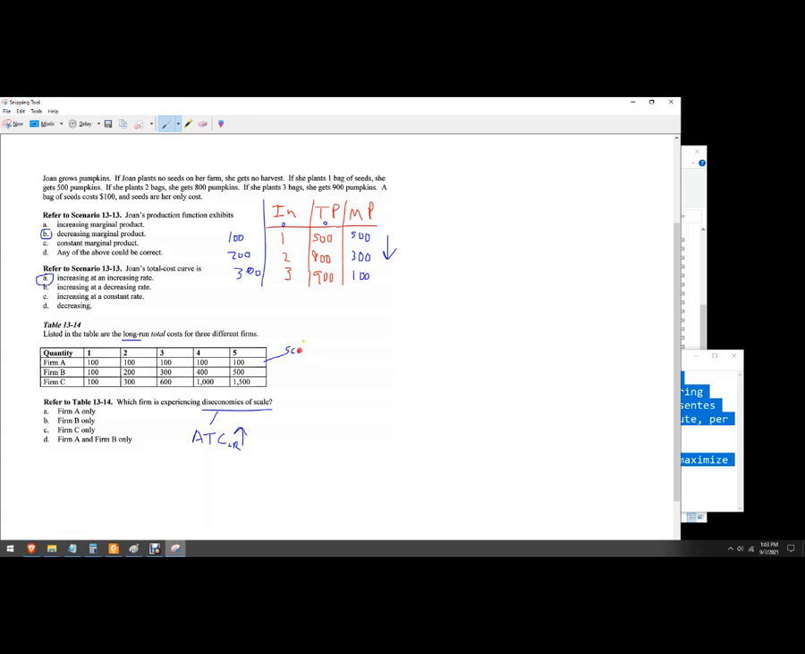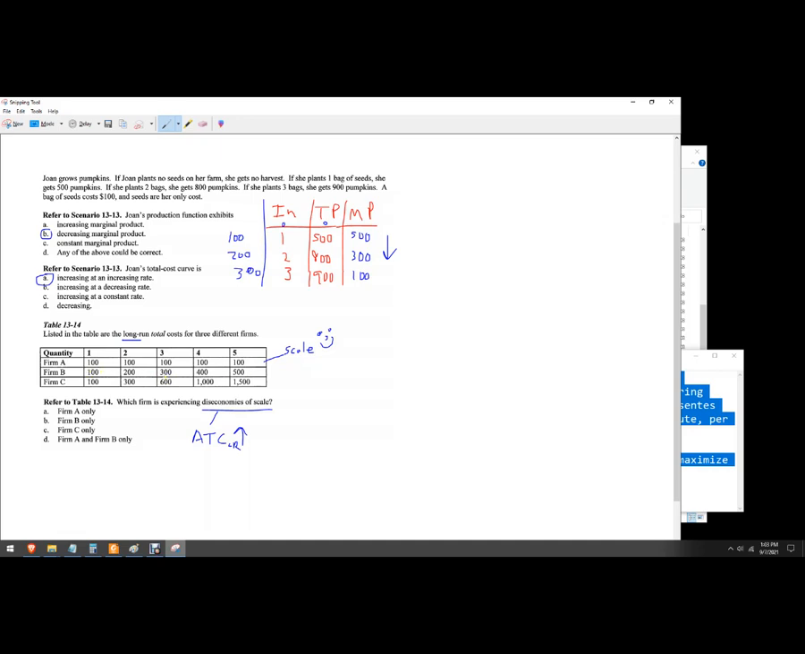You may have heard somebody say they're going to scale up production. We want to be like the first firm, sort of a smiley face. Then firm B is experiencing what are called constant returns to scale.